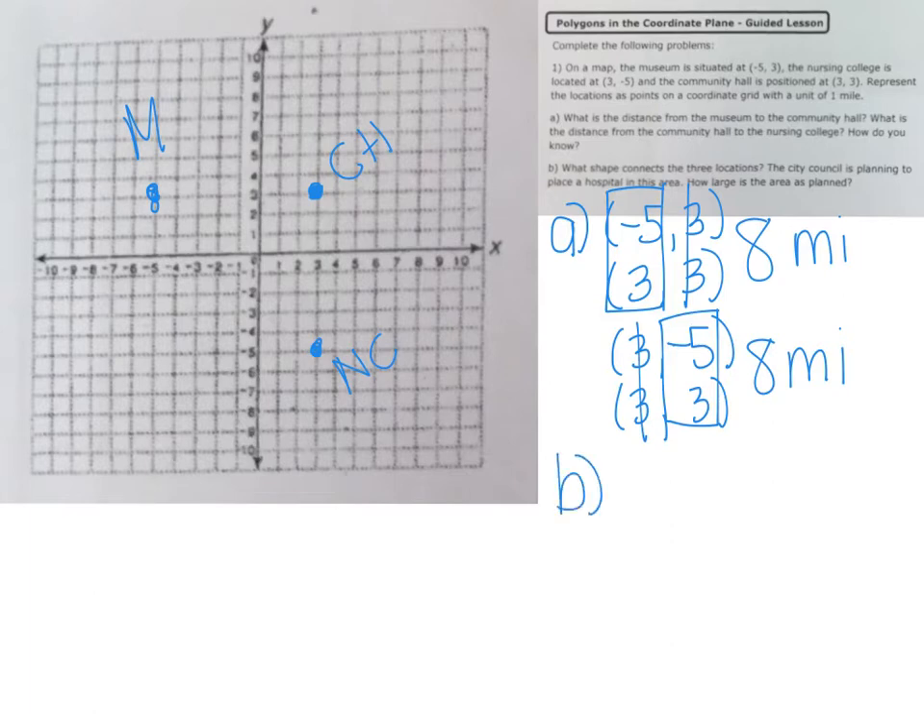Part B says what shape connects the 3 locations. So I'm going to do my best to connect my dots. And I should identify that I have 3 coordinates or 3 points, so that means it must be a triangle.